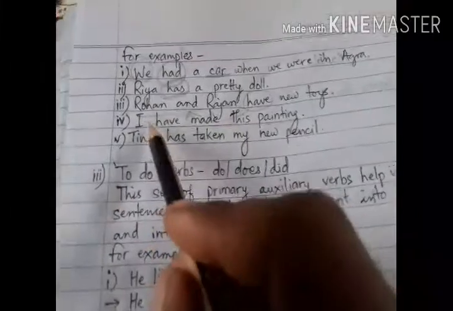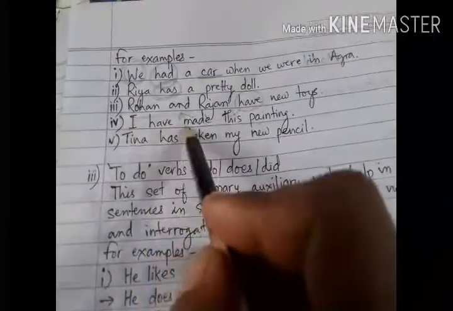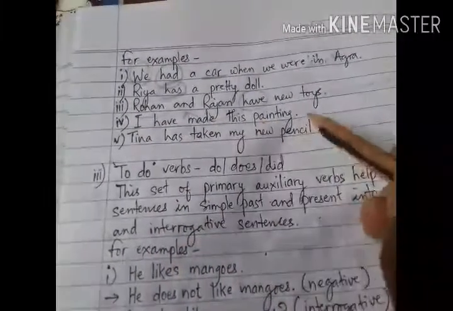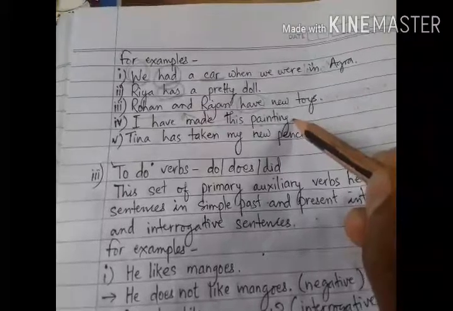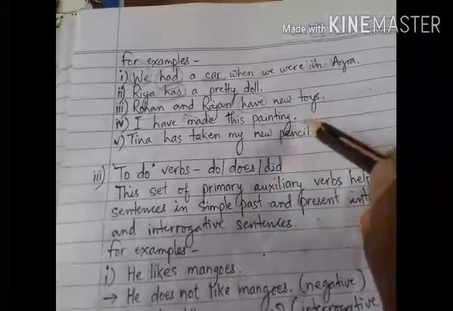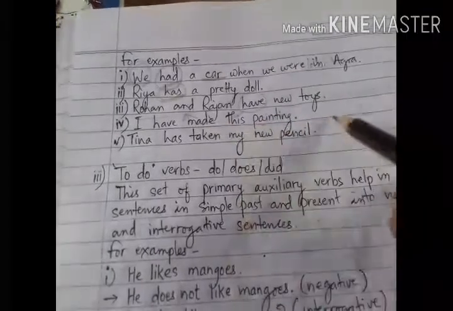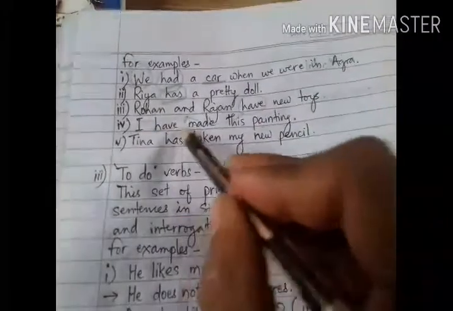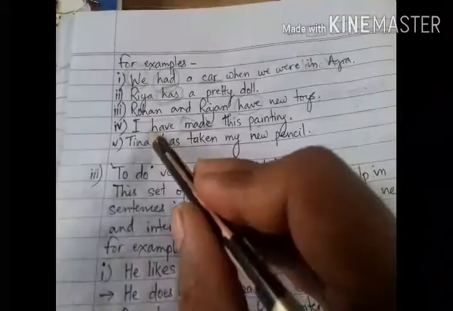Okay, now see the next example. I have made this painting. मैंने ये अभी ये पेंटिंग बनाया है. So this sentence is in perfect tenses. Whenever we use to have verb plus V3, then it forms perfect tenses.